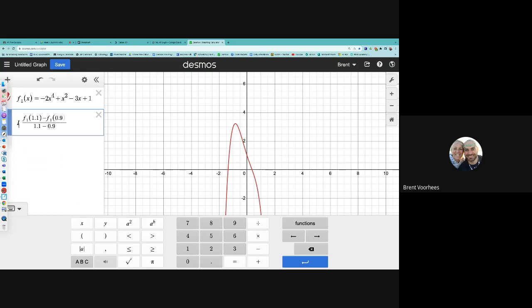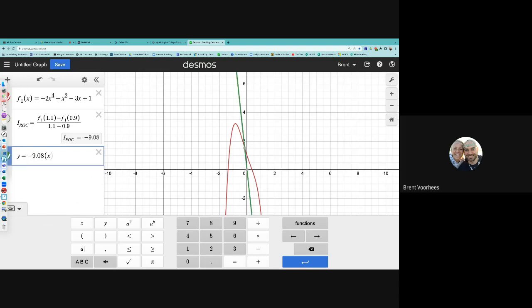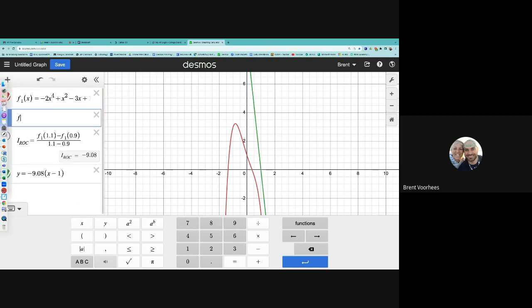That's the instantaneous rate of change. That is your IROC. Your instantaneous rate of change is negative 9.8. So what is that telling us? At 1, what's our slope? That's right. Let me show it to you. Negative 9.08 is the slope at 1. I need to find out what is f of 1. Negative 3.